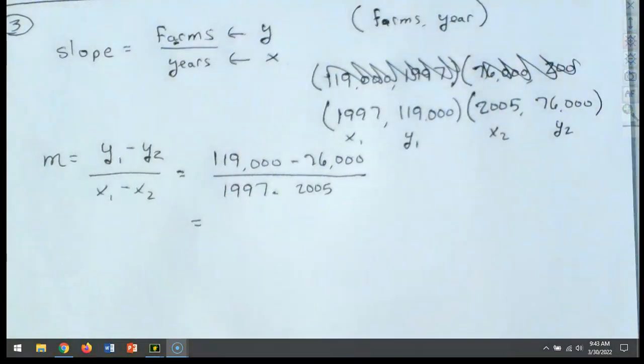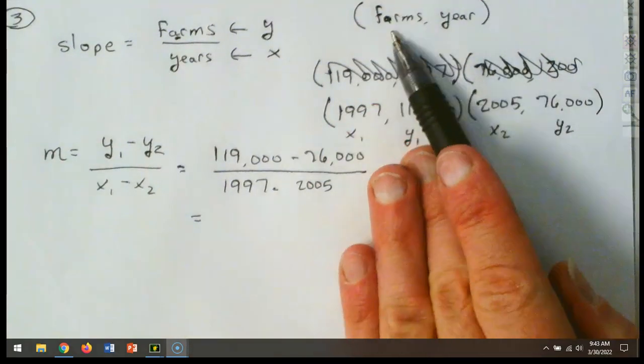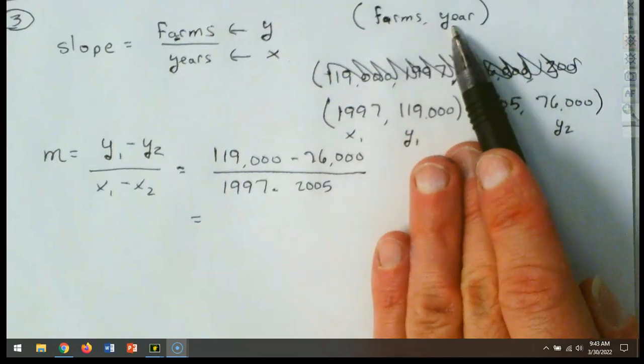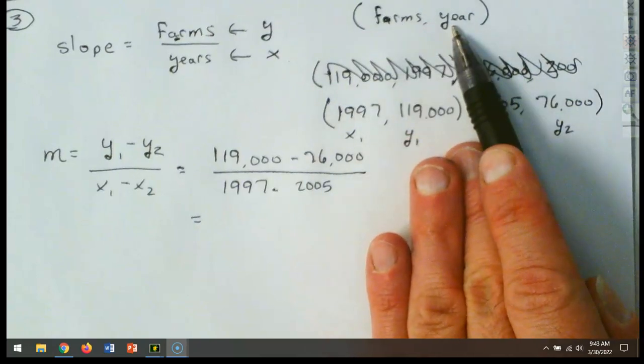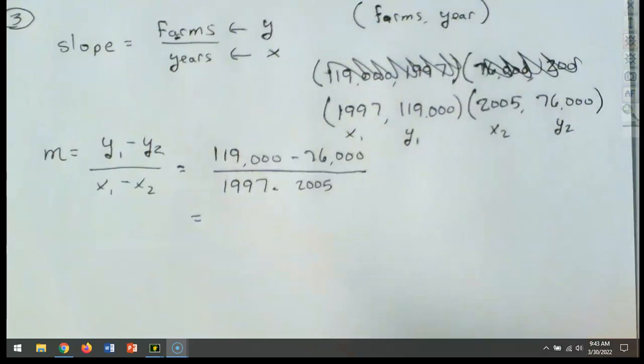A lot of these questions are just simply one-step things. There's not a lot to this one. It's just a matter of making sure that you have the ordered pairs, which are going to be farm, year. That's the way it goes. Farms, year. Your question on your exam is going to be very, very similar. Different numbers is all. Now we work it out.